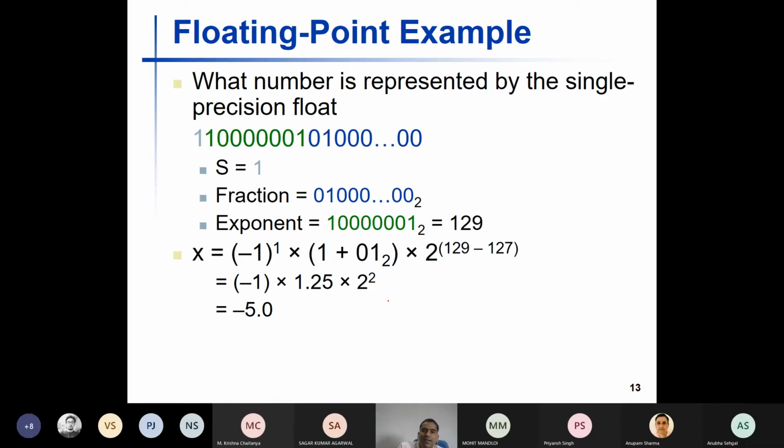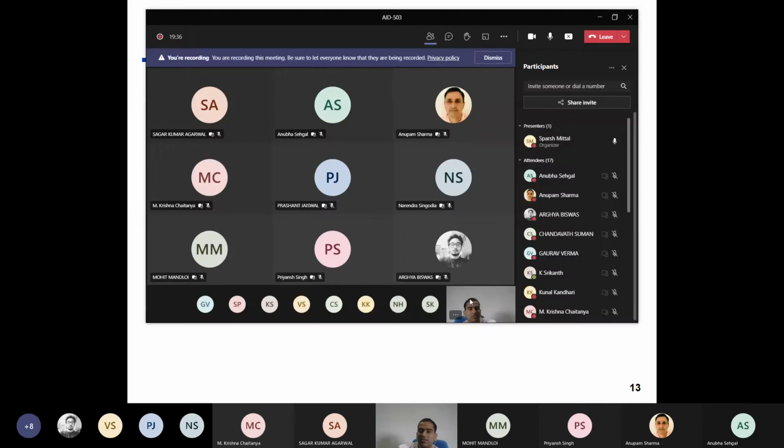And if you want to do the opposite, we find out that, okay, this is a negative number. And the exponent that we have stored is 129. That means our actual exponent is just 2, 129 minus 127. And our number is 1.01 in binary. So what is this in decimal? 1.01 in binary is how much in decimal?